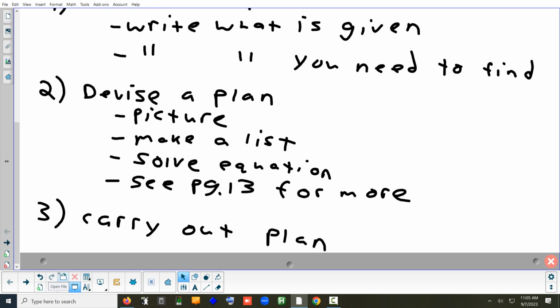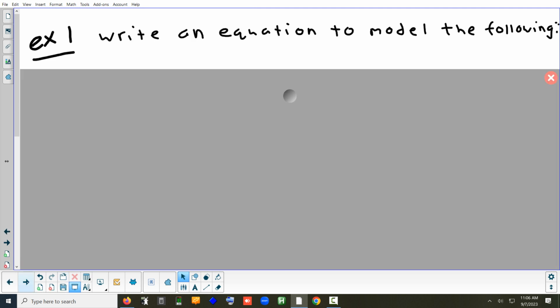So once you know what you need to find, and you decide, all right, I'm going to try this method, then you go ahead and do it. Okay, so now plug into the formula. Use your calculator to do the arithmetic. Okay, that's the last step. All right, let's take a look.